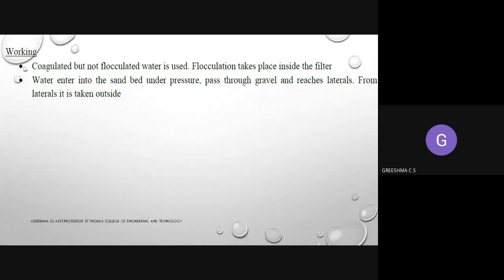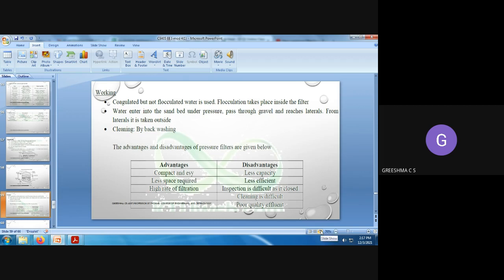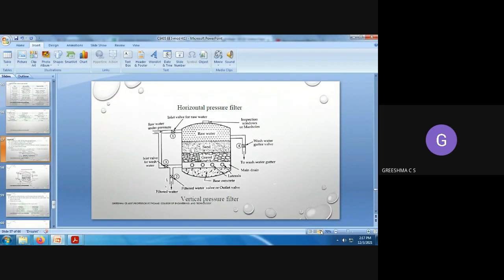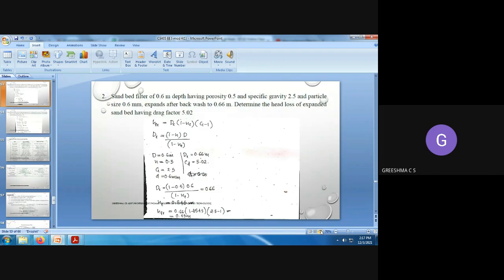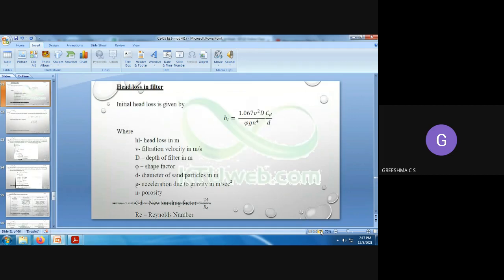So that's about the pressure filter. That was the last filter in this module. Not the last portion, there is one more portion, that is head loss. So next one is head loss.